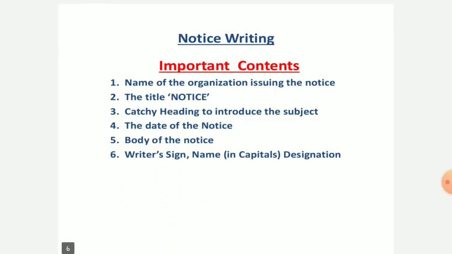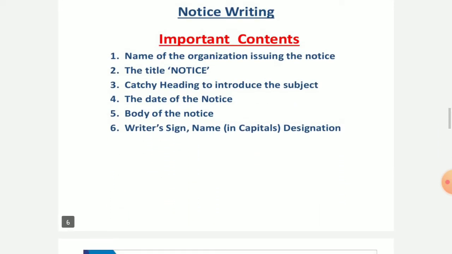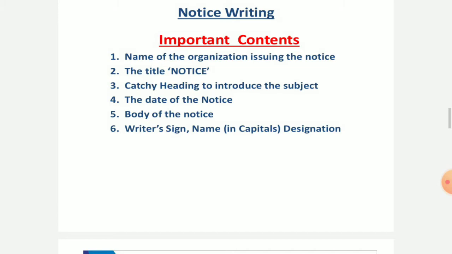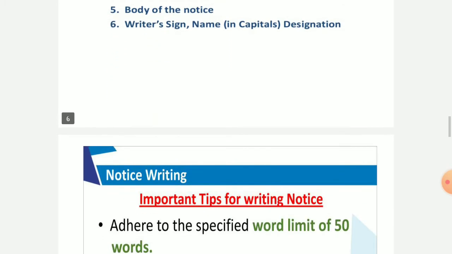Now I am moving on to another important slide. See, it is written: notice writing important contents. First of all, the name of the organization issuing the notice has to be written properly. The title notice has to be written. A catchy heading should be given, as told earlier, to introduce the subject. The date of the notice has to be mentioned properly. The body of the notice, very important, has to be mentioned properly. The writer should sign the name, if possible in capitals. Proper designation should also be given. Then only it becomes comprehensive. Then only it becomes complete.